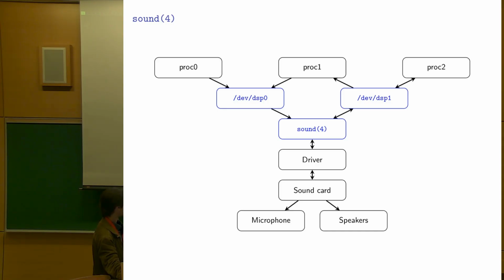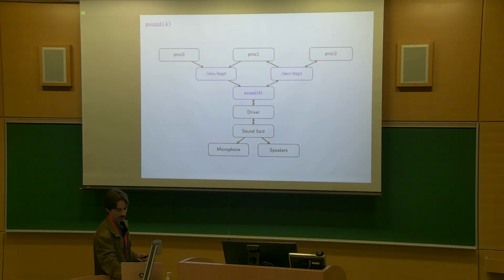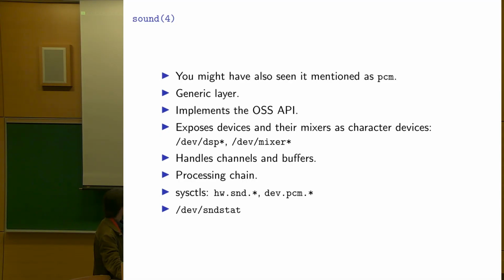So now we'll move on to the more interesting stuff, the main kernel code. You might have seen it mentioned as PCM. That's mostly for historical reasons, and also because the directory where the code is stored is called PCM. This is just a generic layer for device drivers to attach to. We have many drivers, USB sound cards, HDA sound cards, other PCI sound cards, and all these attach to this layer so that we can have a nice unified interface.